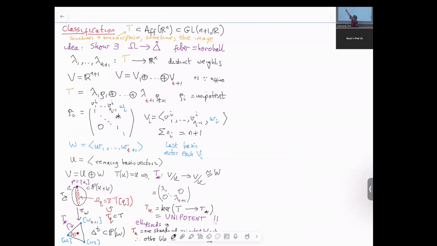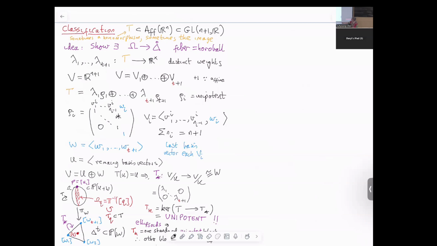If I take the last vector in each one of these vector spaces and call that W, I'm going to get t plus 1 vectors W1 up to W_{t+1}. It's the last vector in each block. This is a subspace of V. If I take all the other basis vectors, that's a subspace called U. And the point is that the subspace U is invariant under the group gamma because this thing is block upper triangular. So we get a decomposition of V as a direct sum of U and W, and U is mapped to itself.